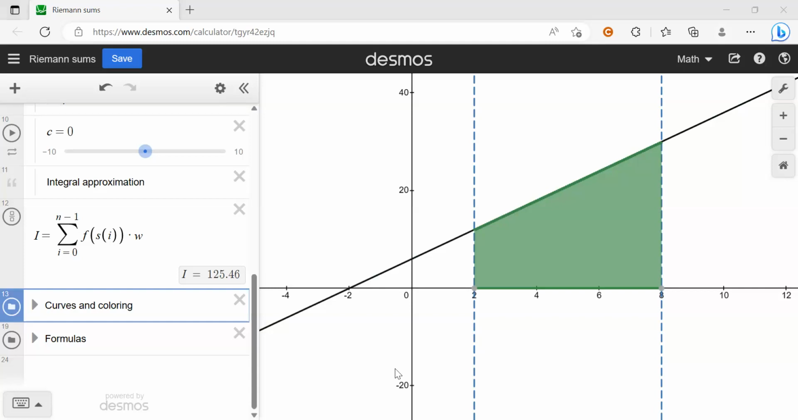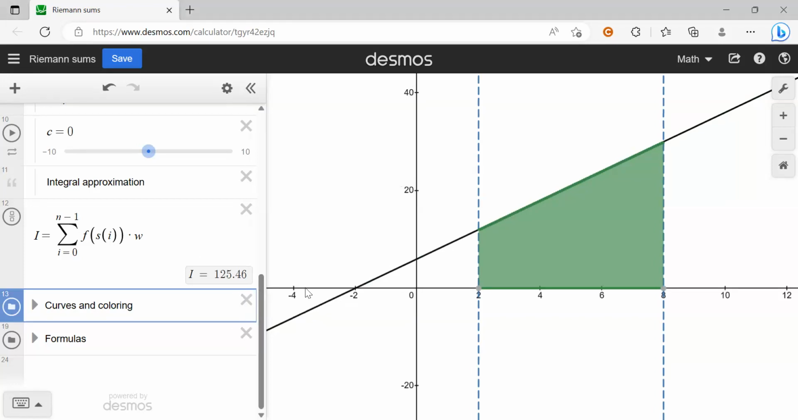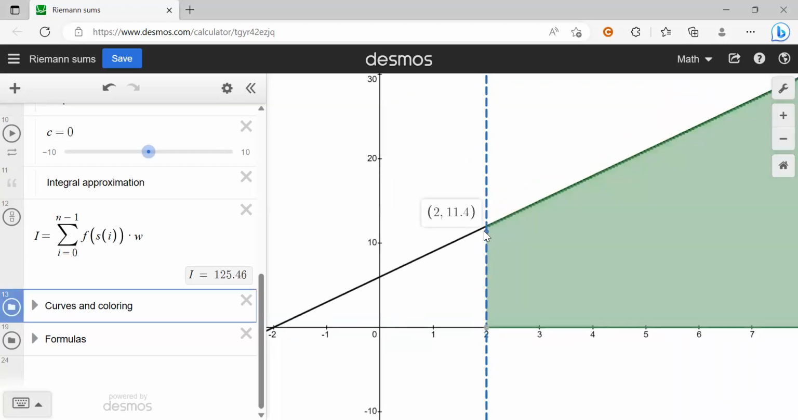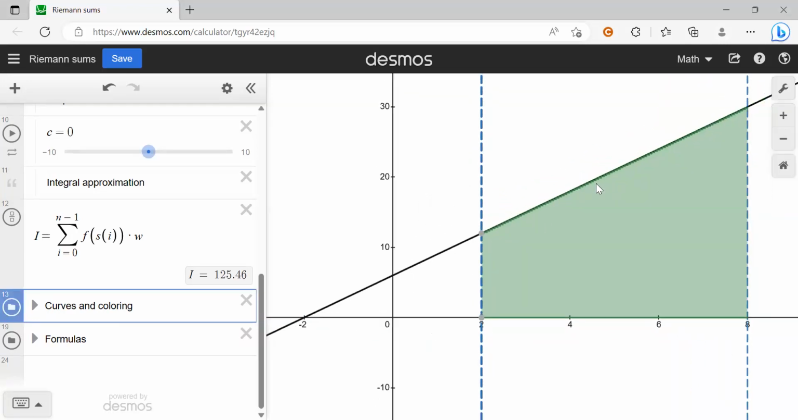Exact area was how much? Do you recall? Oh, I didn't record it down. It's actually 126. Why? Let's just calculate it now again. Let me plot the points first. Okay, a point here and a point there. If I can get the point, right?